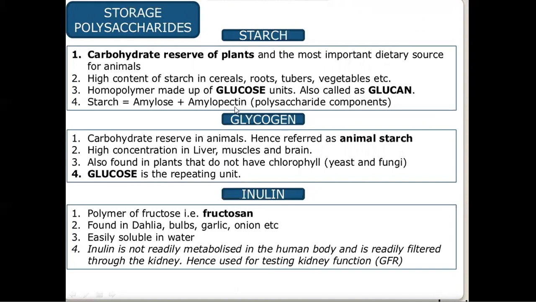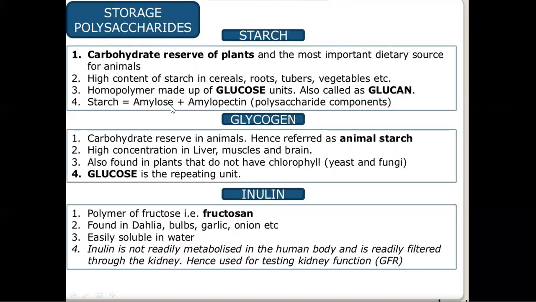Starch is a carbohydrate reserve in plants, and it is present in high content in cereals, roots, tubers, and vegetables. That is why it is a very important dietary source for animals. Starch is made of monomeric glucose units, and it is a combination of amylose and amylopectin.